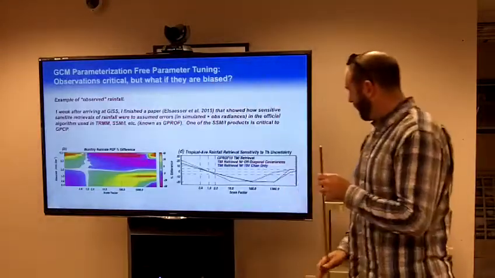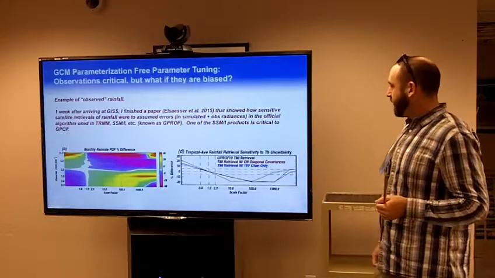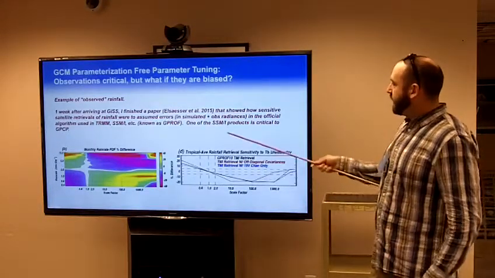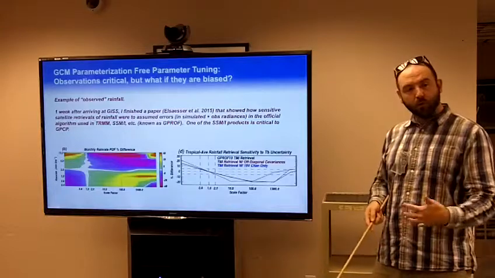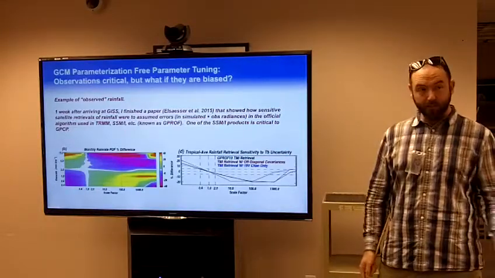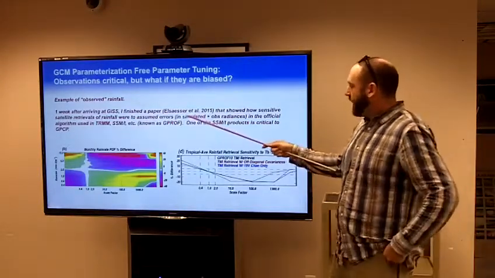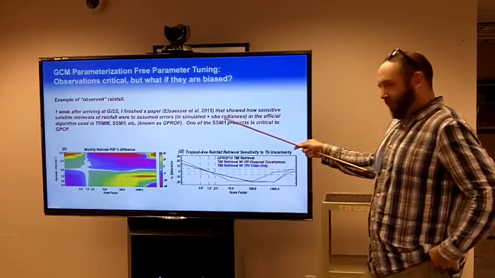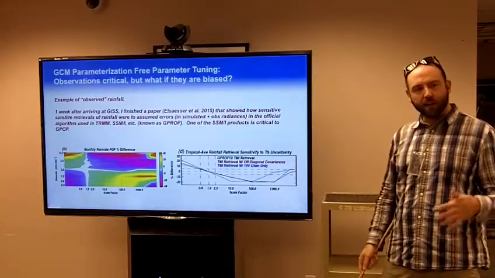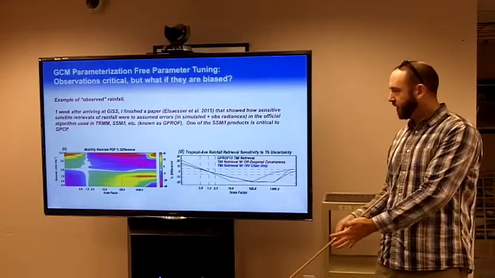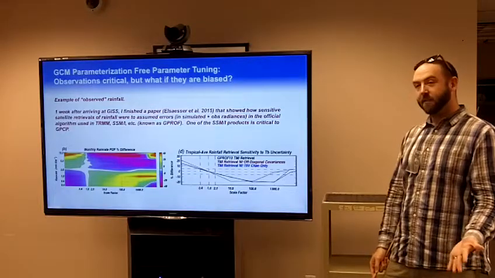And I had just finished this paper looking at observed rainfall one week after I arrived at GISS. And I was looking at a very often used satellite rainfall retrieval algorithm that contributes also to a satellite retrieval product, SSMI, that goes into GPCP, and we obviously all know the GPCP rainfall product. What I had found was, if we change our assumption about what the errors are on the satellite input radiances that go into producing these rainfall products, we can change the answer by quite a bit. I remember my advisor was not happy with this.